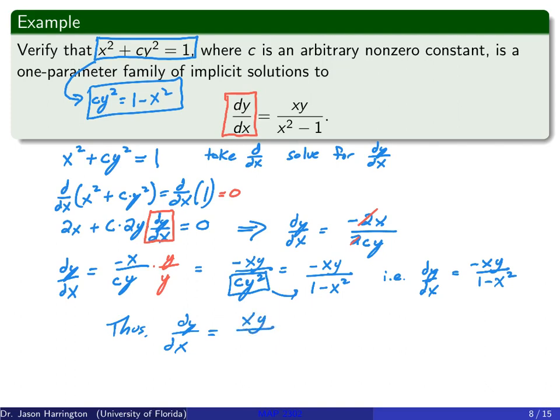And if I factor out the negative in the denominator, I'm going to have x squared minus 1. And that means that the equation that I have works. It's a solution. Now to recap this process, what I do is I start with the equation, and I want to manipulate it into the differential equation. That's what we do for implicit.